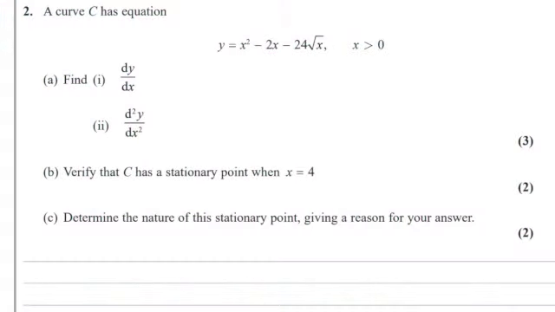Equation y equals x squared. I don't know, look at that square root. So the first thing I'll do is rewrite the question, making it a little bit more friendly, I think. So friendly to differentiation, of course. So y equals x squared minus 2x minus 24x to the half.